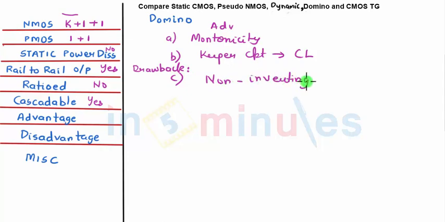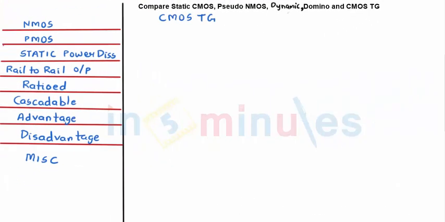This is domino. Let's quickly go ahead and complete the final family, which is nothing but CMOS transmission gates. So in CMOS transmission gates, we know that same like static, if there are k inputs, 2 input, 3 input, 4 input, you will need k number of PMOSs, k number of NMOSs. They will also, like static, have no static power dissipation because there is no path from VDD to ground. Rail to rail output, yes, you get a perfect 1 or a perfect 0.